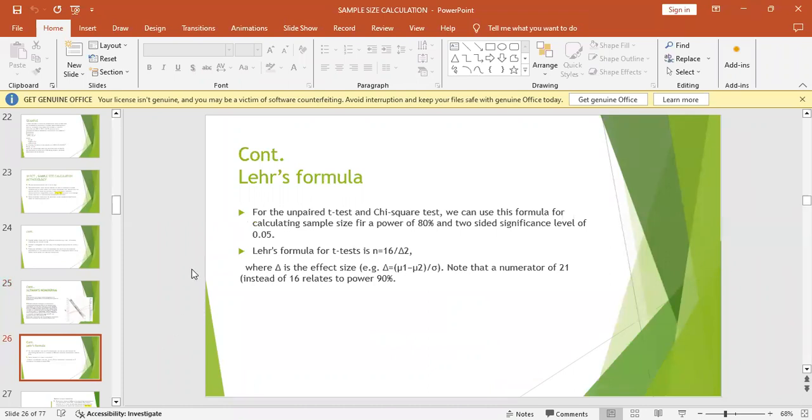For the unpaired t-test and chi-square test, we can use this formula for calculating the sample size for a power of 80% and two-sided significance level of 0.05. This is its equation. n is equal to 16 over delta squared, where delta is the effect size, that is, the difference of one sample mean from the other sample mean over sigma. Note that the numerator of 21 instead of 16 leads to power of 90%.